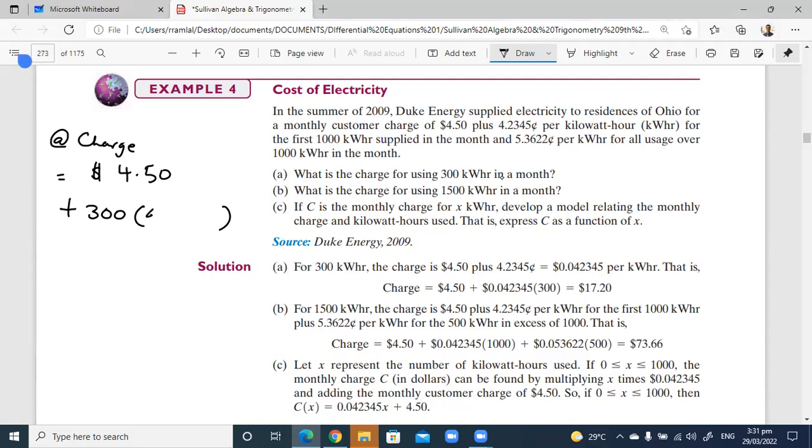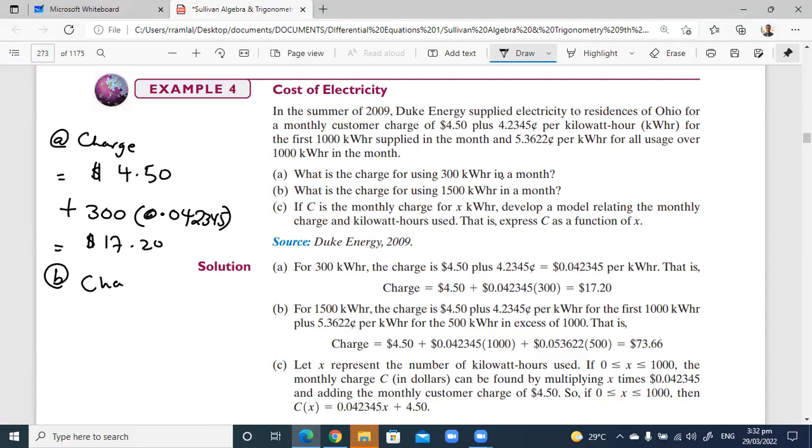How do you write 4 cents? You write it like this, 0.04. But it's not only 4 cents, exactly it is 4.2345, right? So this is 4 cents. All right, so you just take a calculator, you work out this, and you'll get the bill. Look, it's here. They worked it out for us. They got $17.20. So you're paying $17.20 for your electricity usage.